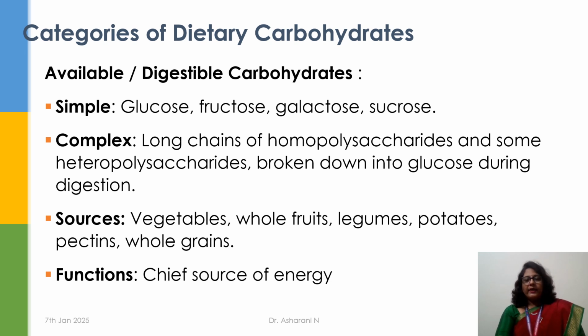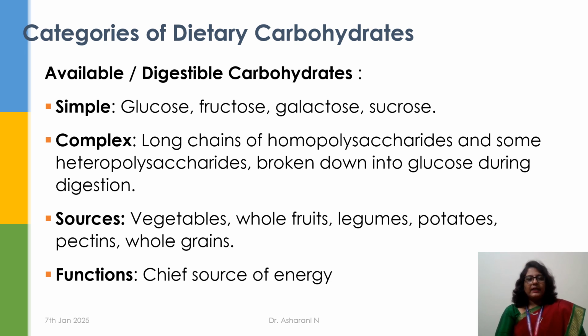Carbohydrates can be categorized as available or digestible carbohydrates. For example, all the monosaccharides and disaccharides are grouped under this, and some of the complex polysaccharides also come under digestible. That means when we eat these carbohydrates, we can digest them because we have enzymes for that, and they can be converted into glucose, which can be used for several functions in the body.